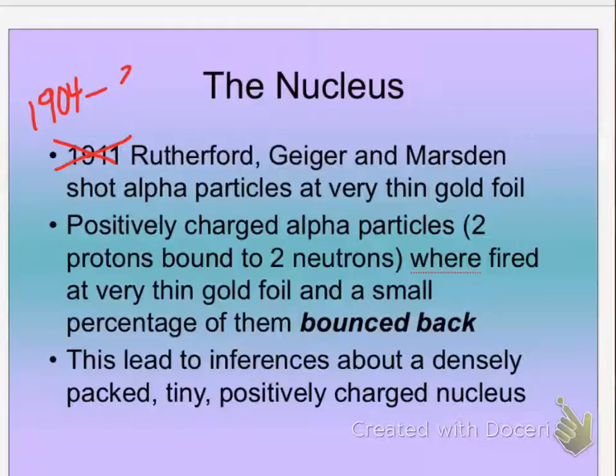And what they did was they shot alpha particles at thin gold foil. Seems simple enough. The thing about gold is that gold is a metal, you know that. It is malleable. What does malleable mean? Very specific meaning. Can be what?